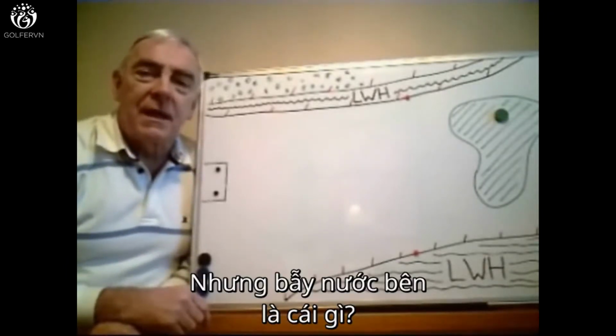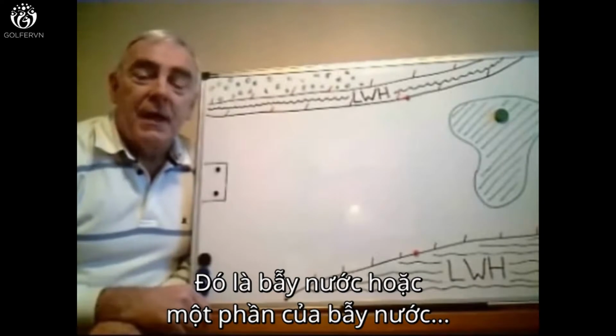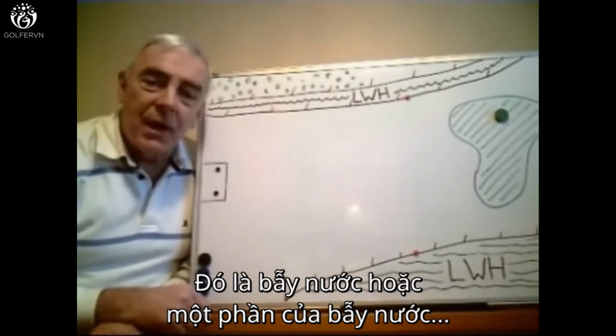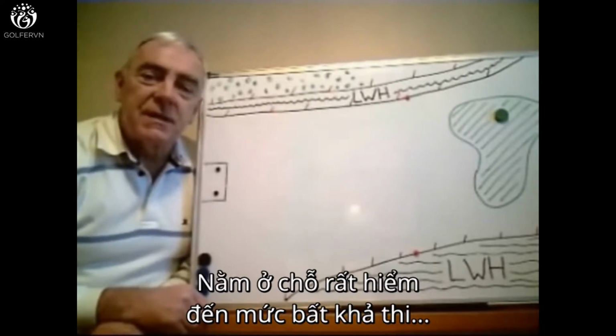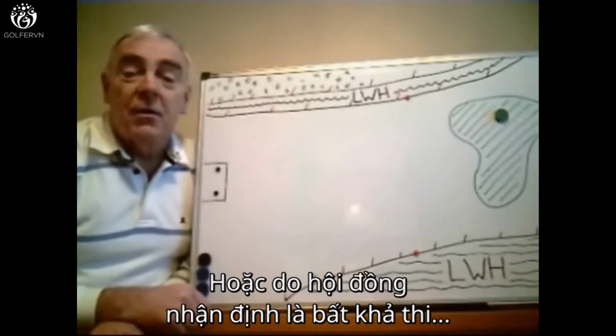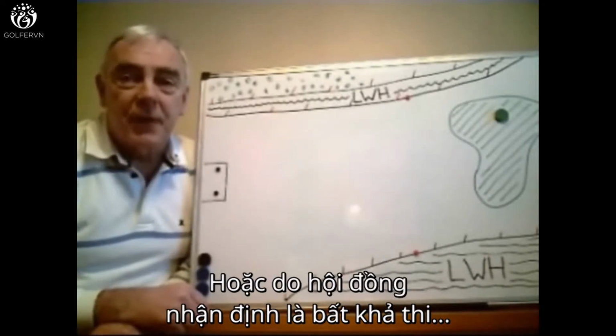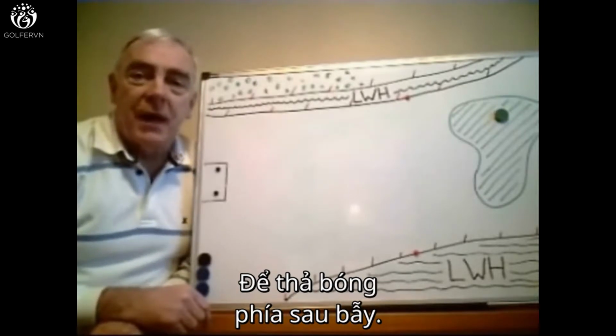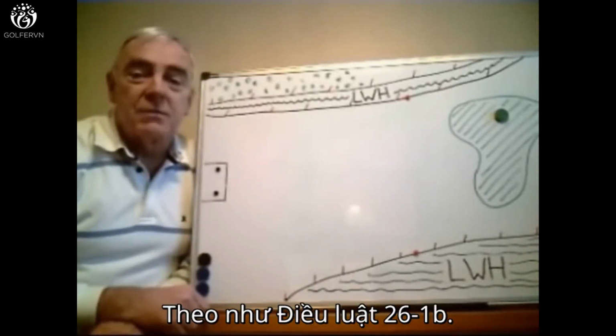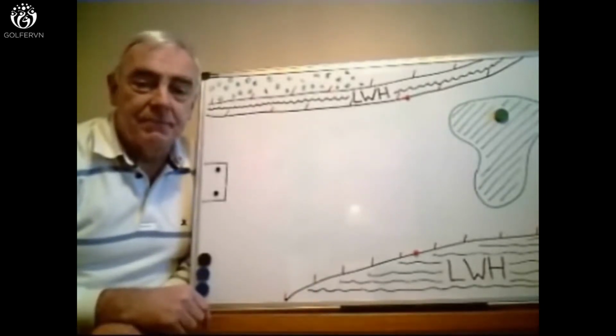But what is a lateral water hazard? It's a water hazard, or that part of a water hazard, so situated that it isn't possible, or the committee deems that it would be impracticable, to drop a ball behind the water hazard in accordance with Rule 26(1)(b).